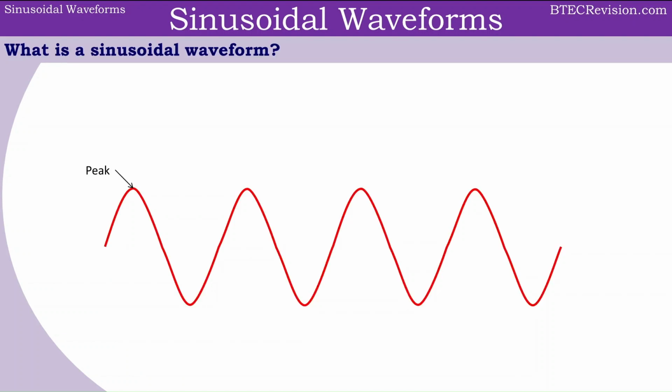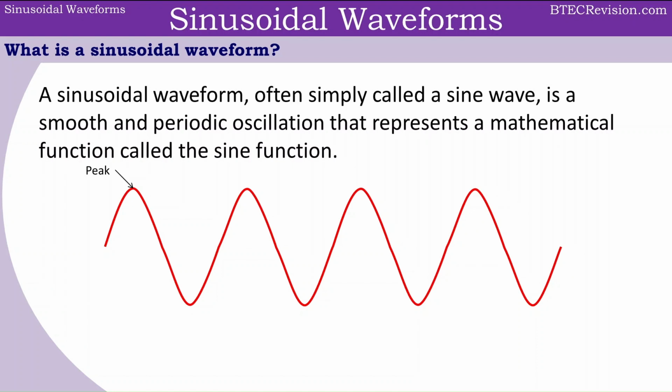What is a sinusoidal waveform? A sinusoidal waveform, often simply called a sine wave, is a smooth, periodic oscillation that represents a mathematical function called a sine function. Sinusoidal waveforms make accurate representations of voltage and current since they are varying, and the variation matches that of a sinusoidal wave. So we can use the sinusoidal waveform to represent current and voltage.